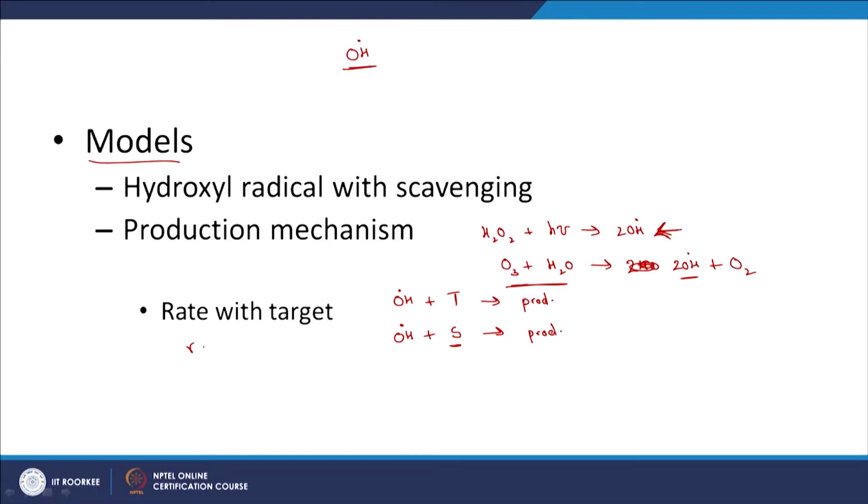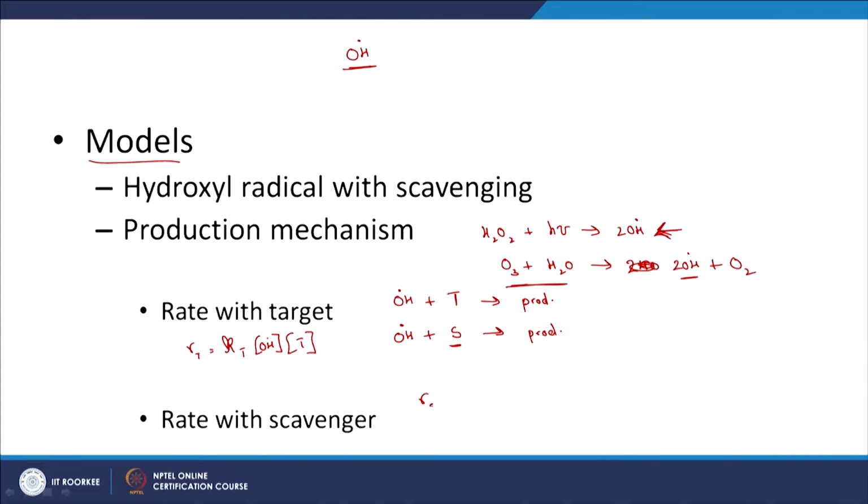Here, the rate of the reaction with the target is equal to the rate constant times the OH radical concentration times the target concentration. Keep in mind that finding out the rate would be relatively difficult in this equation as we have written it. Why is that? The hydroxyl radicals have remarkably low half lives, so it is remarkably difficult to measure the hydroxyl radical concentrations. That is one aspect we need to keep in mind.